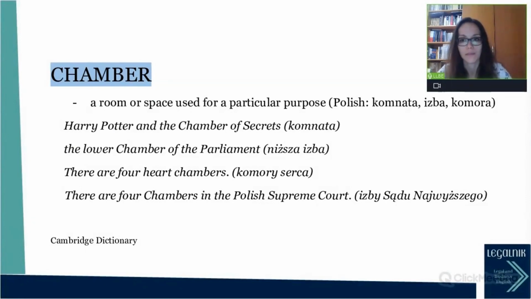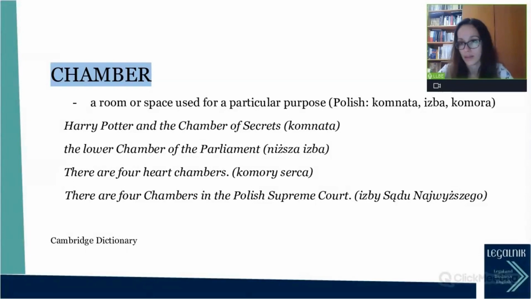So it may be a room, but it can be some kind of space, like in the third sentence. So the first example here is Harry Potter and the Chamber of Secrets. So probably that's the most popular usage of this word for Polish people. The second one is the lower chamber of the parliament. Then we translate it as niższa izba parlamentu. We can also say that there are 4 heart chambers. Then we mean komory serca.